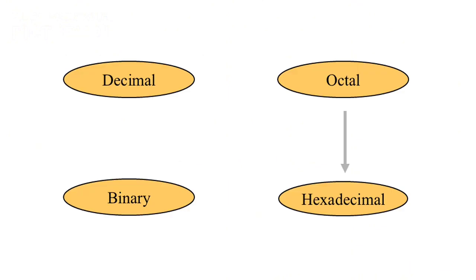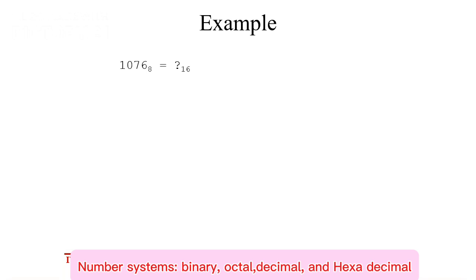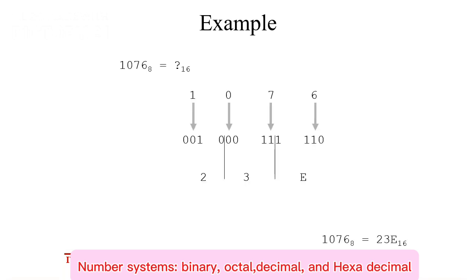Finally, let's discuss converting octal numbers to hexadecimal. This conversion is a bit more complex but follows a systematic approach. To convert from octal to hexadecimal, we use binary as an intermediary. This method simplifies the conversion process. Let's look at an example. To convert 1076 in octal to hexadecimal, we first convert each digit to its binary equivalent, then group the binary digits into sets of 4, and finally convert these groups to hexadecimal.